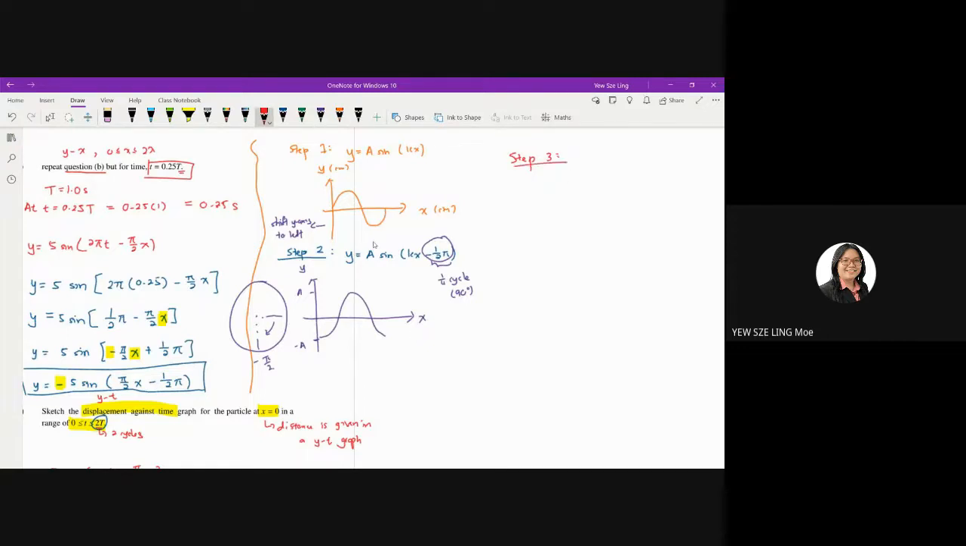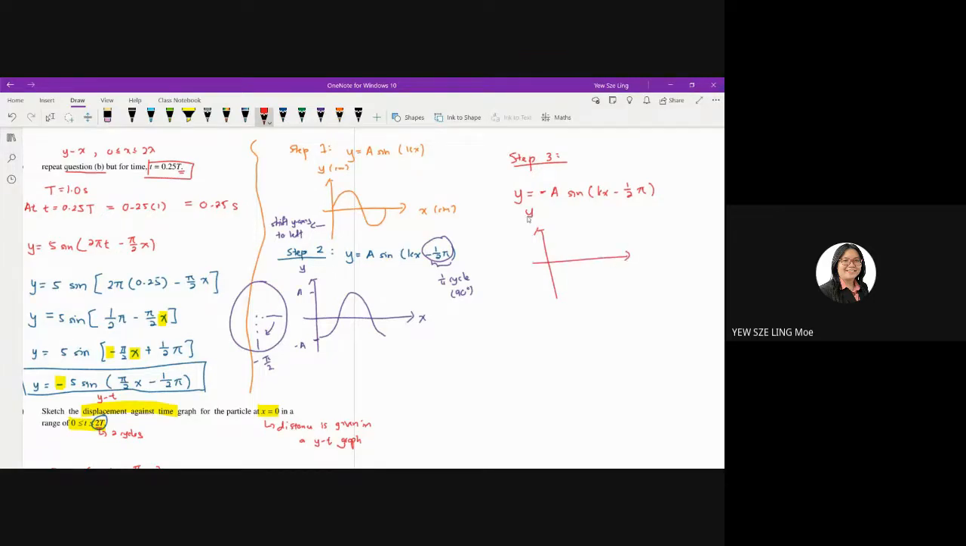So step 1, I sketch the basic shape first. Step number 2, I see whether I should shift the graph, whether I should shift the y-axis to the right or to the left. You can choose to shift the whole graph, but I prefer to shift the y-axis to the left or to the right. So step number 3, because of this negative sign, now I have y equals negative a sin(kx − 1/2 π). So what am I going to do with the negative? I'm going to flip the graph, flip the purple graph over.